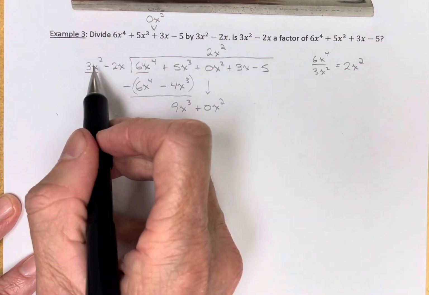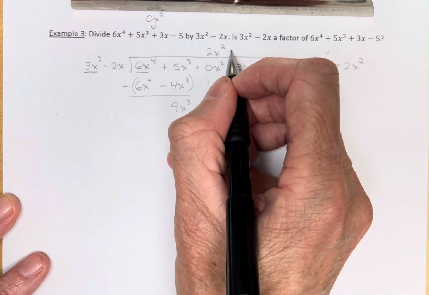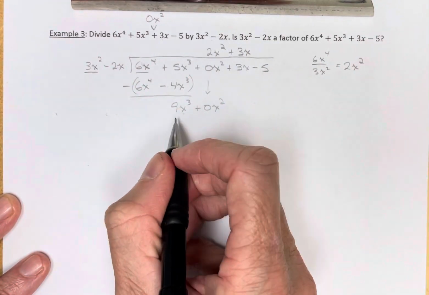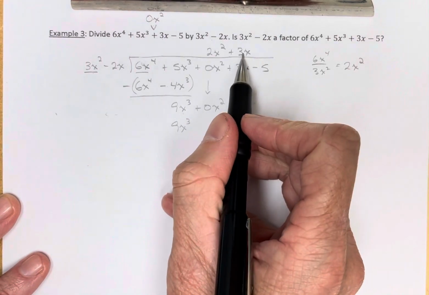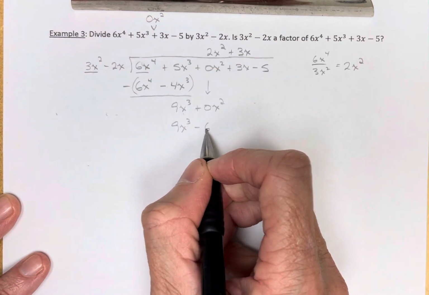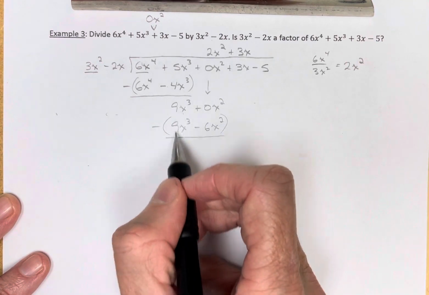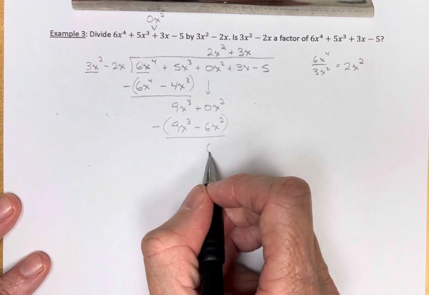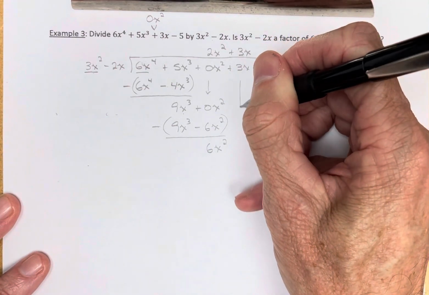Repeat. How many times does 3x squared go into 9x cubed? Well, it goes in 3x times. So plus 3x. 3x times 3x squared is 9x cubed. And we wanted these two to be the same. That was why we chose 3x. 3x times negative 2x is negative 6x squared. Parentheses, subtract. 0 for the first. 0x squared plus 6x squared is 6x squared. Bring down the next term.